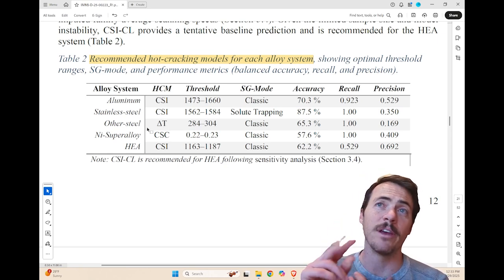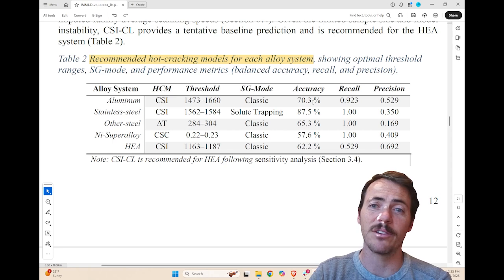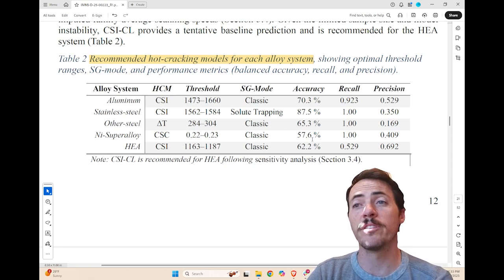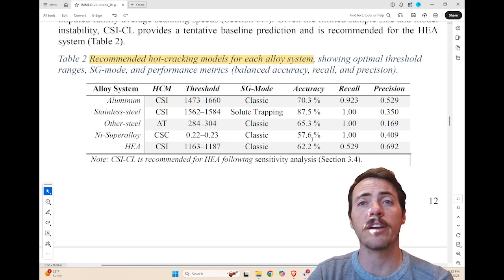But the second takeaway that I get from this is that look at the average accuracy. It's not that great. It's in the range of, say, 50 to 70%. In other words, this is still an open problem that additive manufacturing is going to have to deal with.